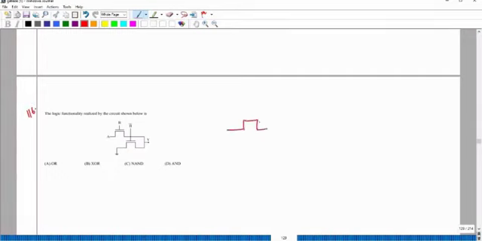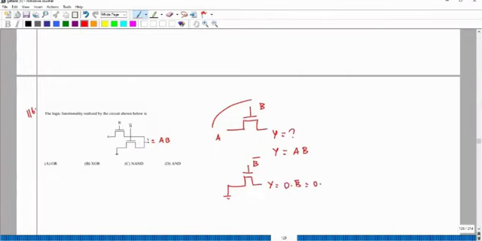Say the question is given like this. Y we are asking is Y is equal to AB. So you have to multiply these two. So here this is nothing but AB, and here, so what is this one? This Y is 0 into B bar, which is equal to 0. So what is the answer? Answer is 100.